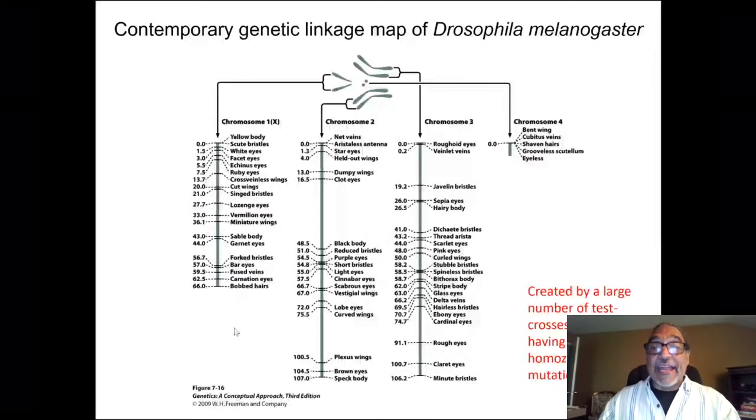If we take a peek at what was done after Sturtevant, we see that this is a contemporary genetic linkage map of Drosophila. If you take a peek at all of the different chromosomes, here of course is chromosome 1 or the X chromosome, then we've got 2, 3, and notice how small chromosome 4 is, and only a very, very small part of chromosome 4 actually undergoes recombination. It is so small, chromosome 4 generally is thought not to undergo any recombination events.